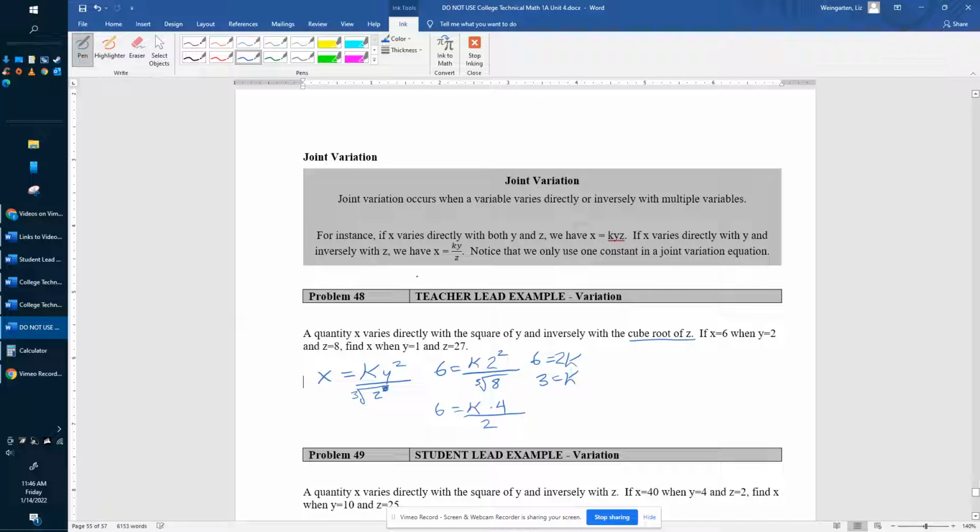So now we can write our official formula. X equals k times, not k, we just figured out what k was. X equals 3 times y squared over the cube root of z.